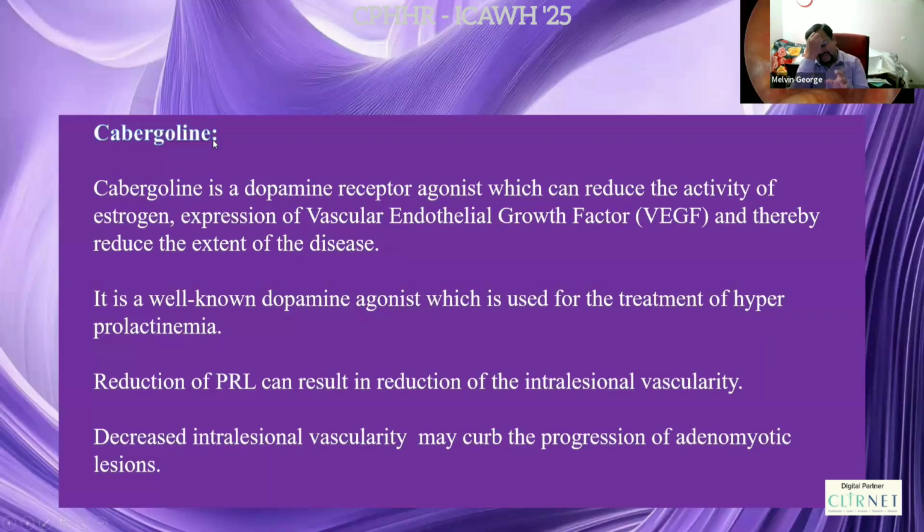And then we talk about another interesting drug. I come to the last part of my talk. There is this drug called cabergoline, which is again a drug used in patients with Parkinsonism, a dopamine receptor agonist, which is known to reduce the activity of estrogen. How? Because it inhibits the vascular endothelial growth factor expression. When you are suppressing vascular endothelial growth factor expression, it automatically helps in suppressing adenomyotic lesions, because of the intralesional vascularity; basically you are depriving the adenomyotic lesions of a good blood supply. And that will indirectly curb the adenomyotic lesions.